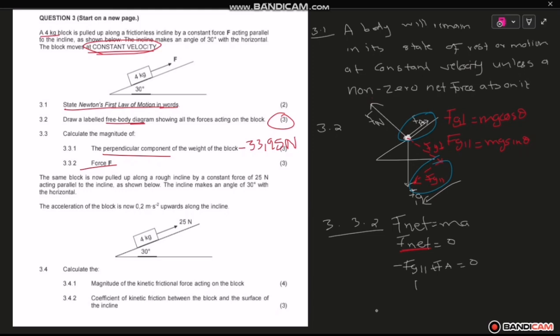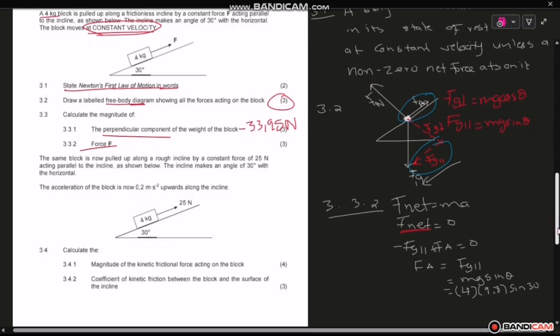Therefore, let's make Fa the subject of the formula, since we are to calculate it. Fg parallel, we transpose it to the right, it will be positive. Therefore, mg sine theta. The value of m is 4, g is 9.8, then sine 30. You punch this in your calculator. It is 19.6 Newton. So this is the value of Fa, or F. I hope it makes sense, guys.